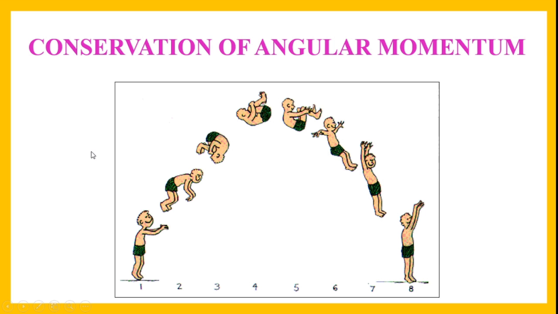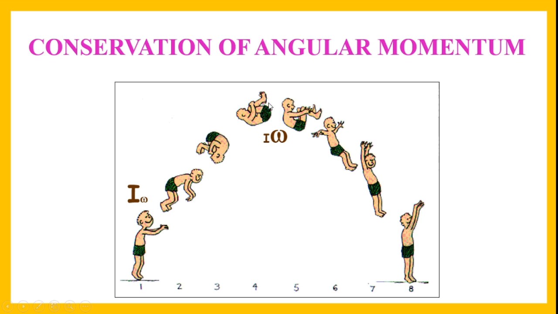Now we will see a practical application of conservation of angular momentum. See, a boy is taking a dive, jumping into the air and doing some somersaults, and again he is coming to the rest position. If you observe here, let us say as he is in the rest position, his moment of inertia is I, and angular velocity is small omega, because now here in this case angular velocity is less.